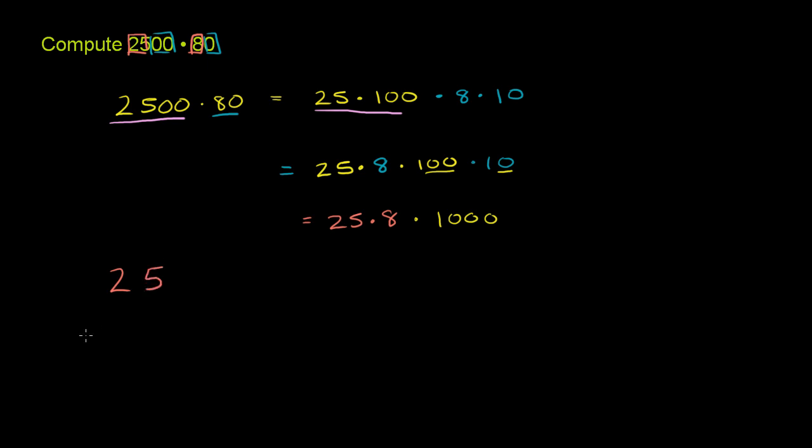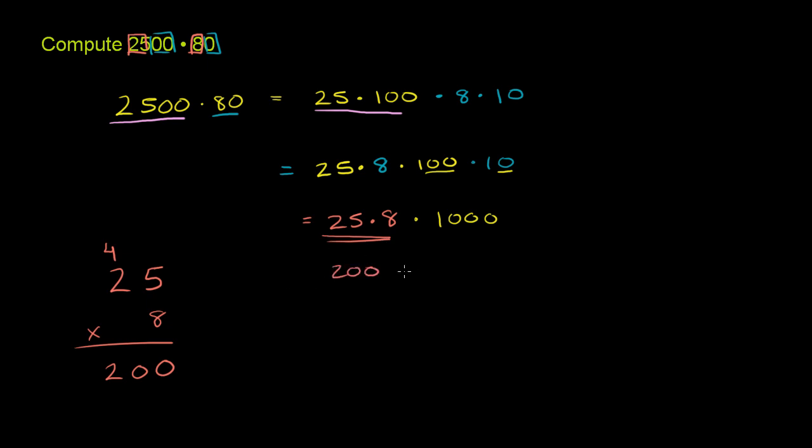25 times 8. Now 5 times 8 is 40. Put the 0 down, carry the 4. 8 times 2 is 16, plus 4 is 20. So it's an even 200, which makes sense. 4 times 25 is 100, or 4 quarters make $1. So 8 quarters would make $2. So that all makes sense. So this part right here is 200.